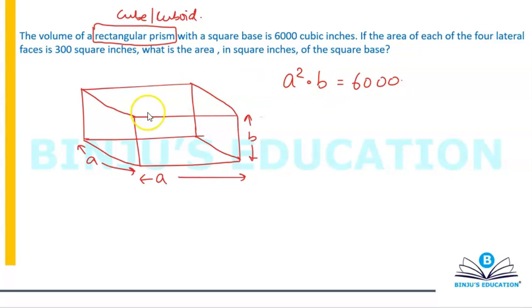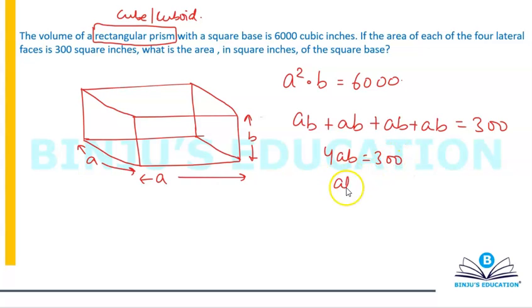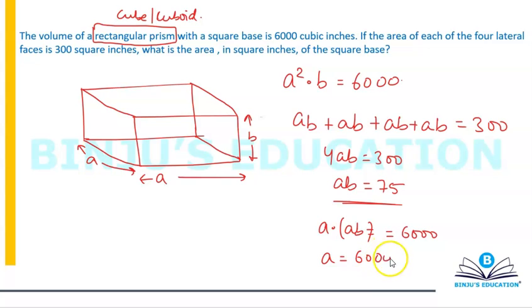Area of each of the four lateral faces. Now the lateral faces are the left one, the right one, the front one and the back one. So the areas will be ab plus ab plus ab plus ab, and this is given to us as 300. So 4 times ab is 300, or ab will be equal to 75. So a into ab is equal to 6,000, which means a will be equal to 6,000 divided by 75, which will simply give us a as 80.